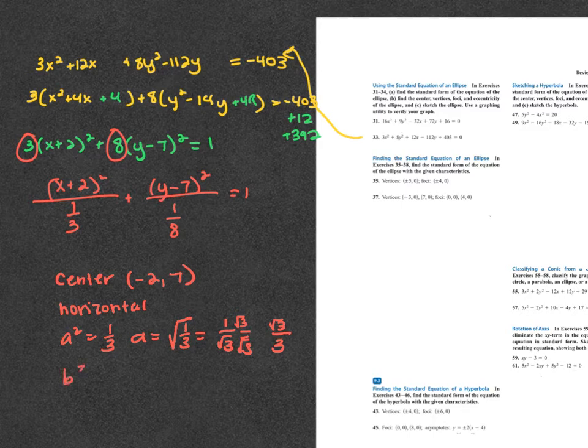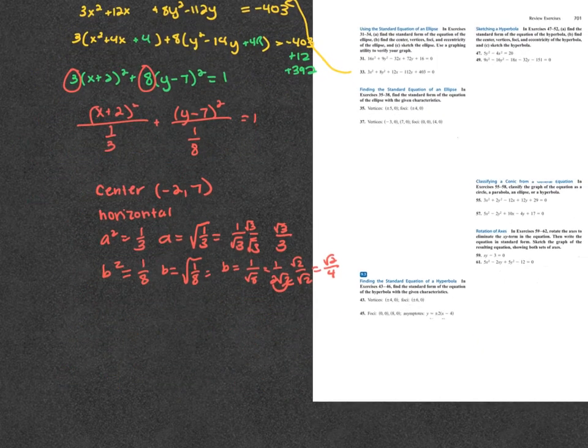The b squared is 1/8. So b equals the square root of 1/8. b equals 1 over root 8, or root 2 over 2 times 2, which is 4.